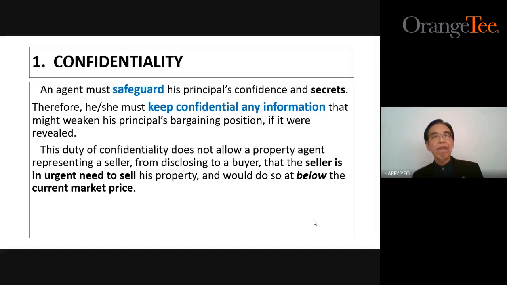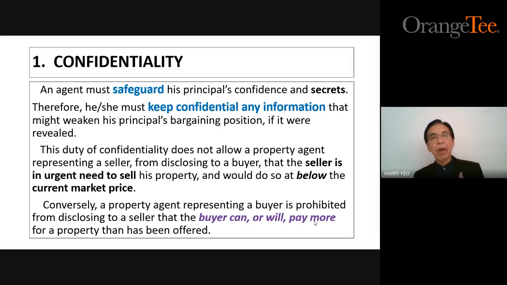So if the client says that he is in dire straits, I cannot disclose this to the other side because I must protect the client's interest. We cannot tell the other side that my seller is willing to sell at below market price because my seller is so desperate. That is wrong. Conversely, if your buyer is keen on a property and willing to pay a much higher price, shh, don't tell the other side. Pretend that you are not in a hurry to buy so that you can get the lowest price for your client.